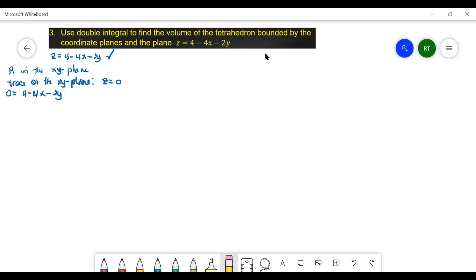So we have 0 is equal to 4 minus 4x minus 2y, from the equation Z is equal to 4 minus 4x minus 2y. We're getting the trace of this plane on the XY plane. I hope that you can still remember your lesson in Math 146. If you simplify this equation, we can transpose negative 4x and negative 2y to the left member. This will give us 4x plus 2y is equal to 4. We can still simplify this equation by dividing both sides by 2. We have 2x plus y is equal to 4.